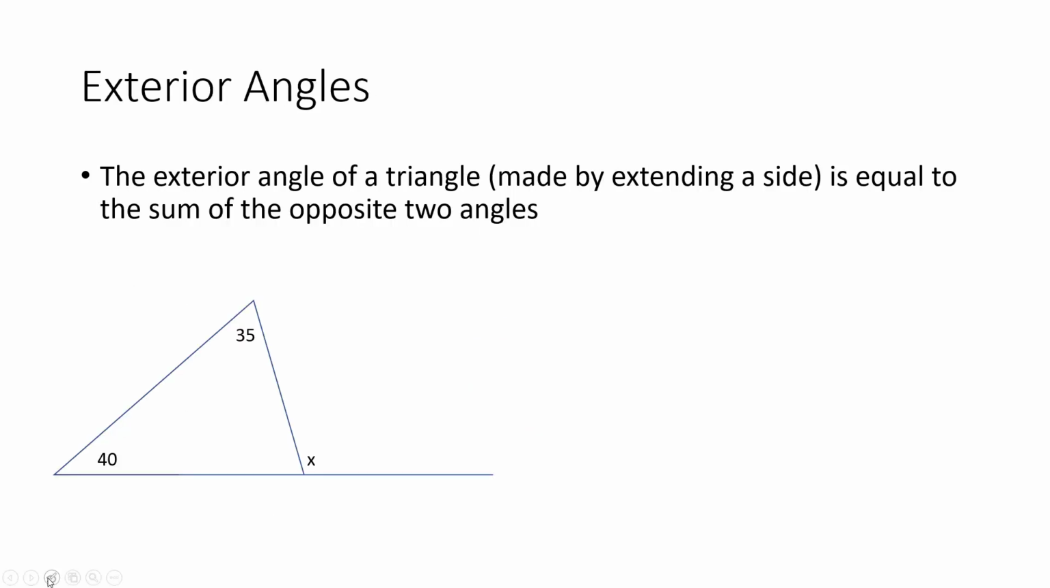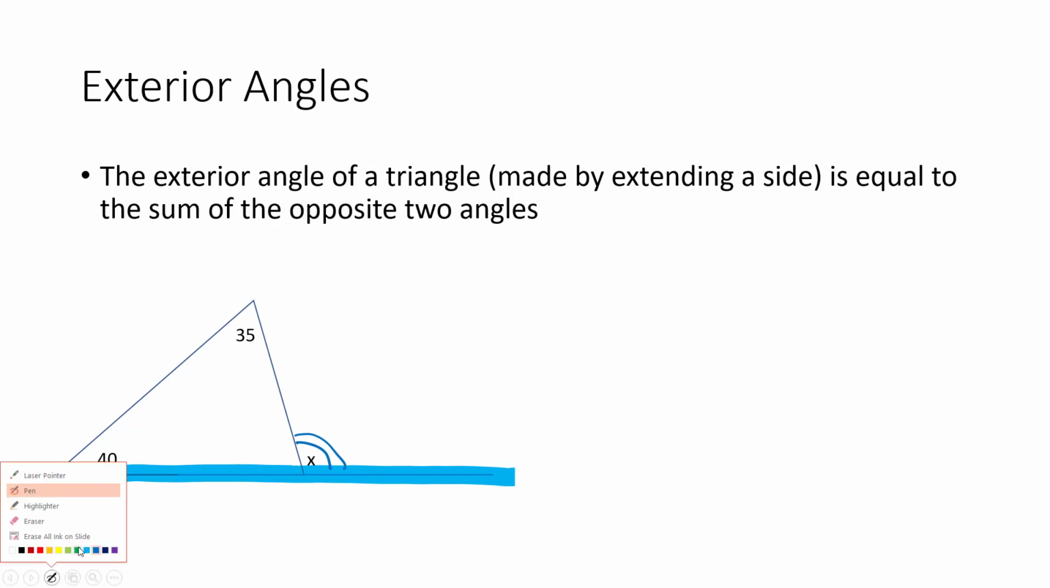Third property we want you to know, there's four of them today, is the exterior angles of a triangle. If we have an exterior angle of a triangle that's made by extending one of the sides, so we take this one side and we extend it out, that exterior angle, the one on the outside, is always equal to the sum of the opposite two angles.